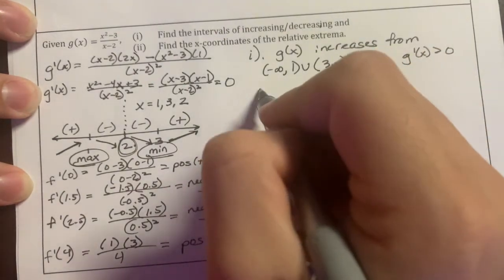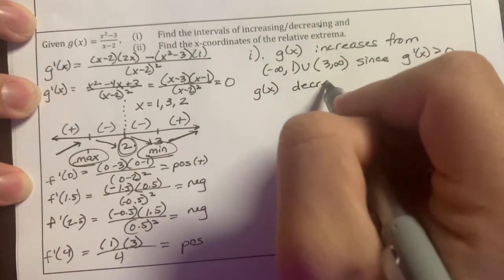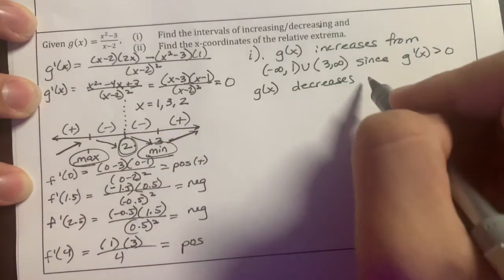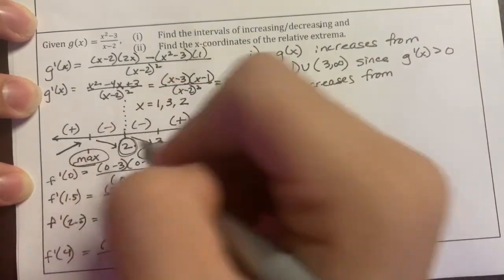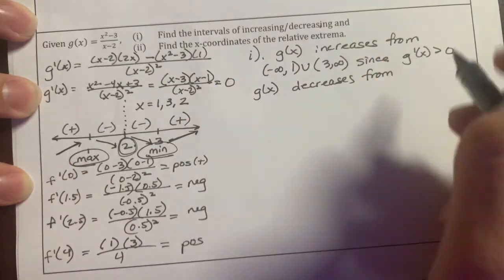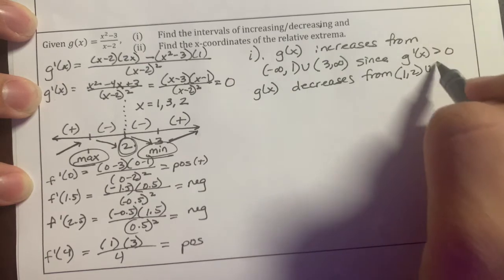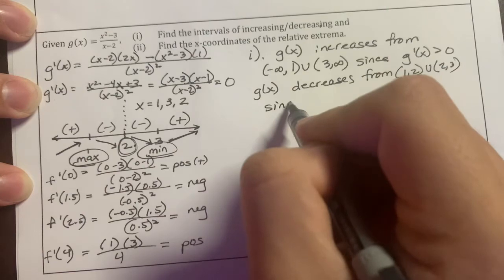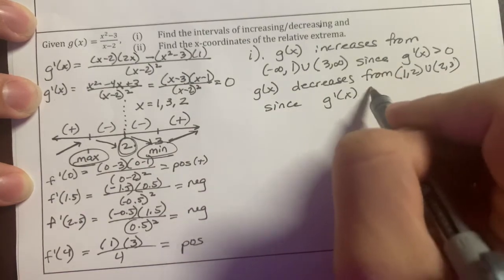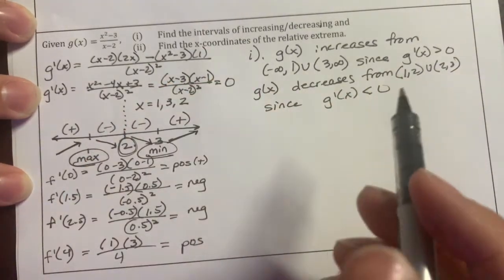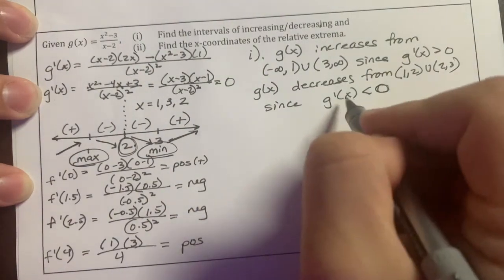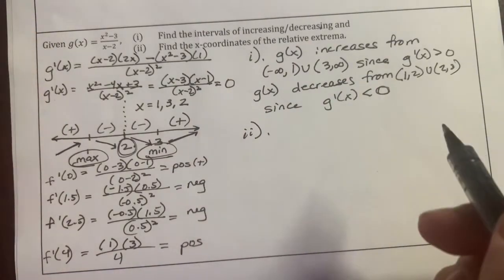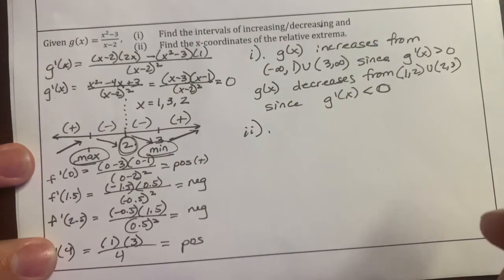Then I'm also going to say that G of X decreases, right? Because my slopes are negative from this region right here. Decreases from, and remember, we have an asymptote there, so you can't just say from 1 to 3. You have to break it off. From 1 to 2 and from 2 to 3. Since G prime of X is less than 0, because those values are negative, and remember, negative slopes are telling you that it's decreasing.